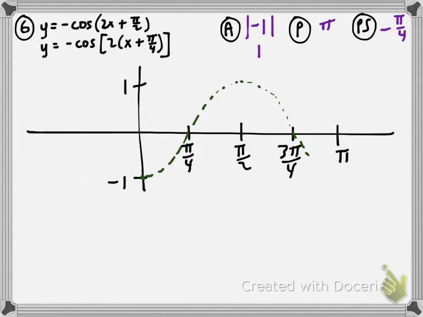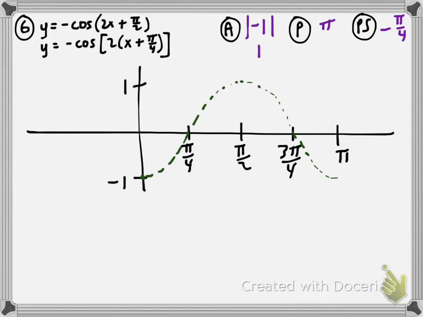Negative cosine is a reflection of the cosine. Now remember, the cosine graph normally looks like this. And the green dotted line is a reflection about the x-axis of the green dotted graph. Okay, and so we could know how to do it that way.